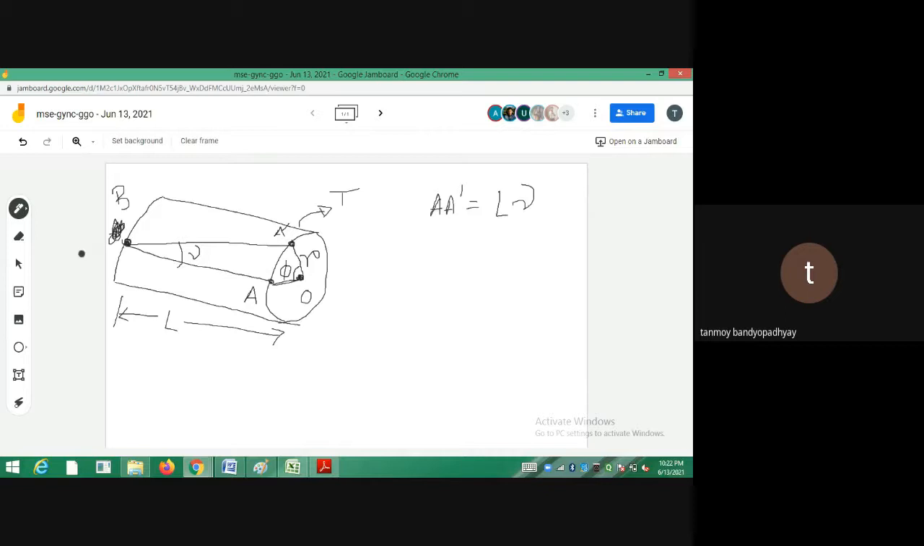Then again, next write down, let capital O be the center of the shaft. A prime again will be equal to R into phi, where again phi is a very small angle. If we equate the lengths A prime, we get L gamma equal to R phi. Gamma and phi should be in radians. So gamma should be equal to R phi divided by L.